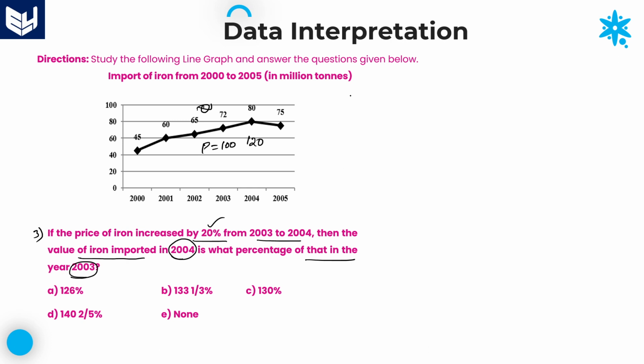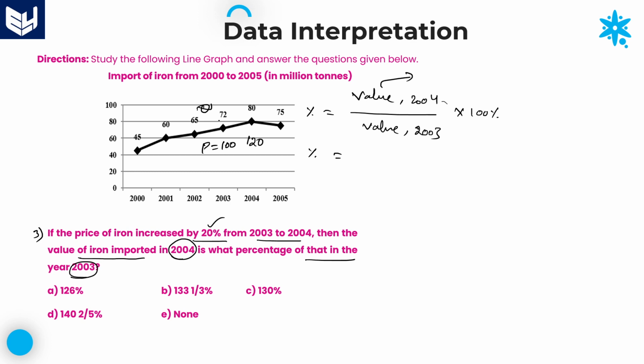See, here it means that the value of iron imported in the year 2004, what percentage is it of the value of iron imported in the year 2003? And whenever you are calculating the percentage, multiply by 100 and put the percentage symbol, that is a common point. Therefore, if you look at the value, the required percentage is equal to, how do you get the value?